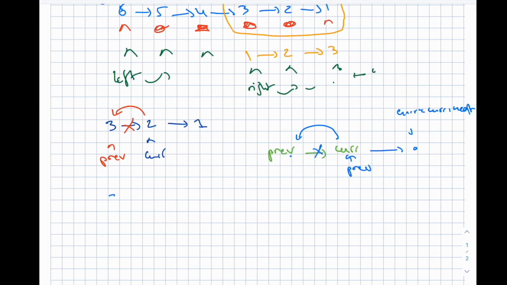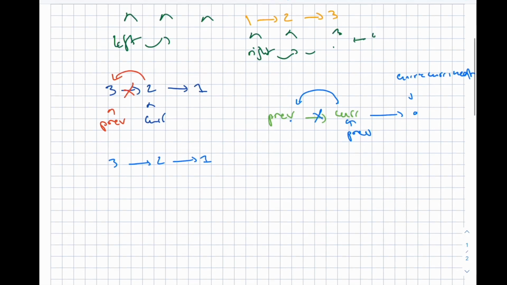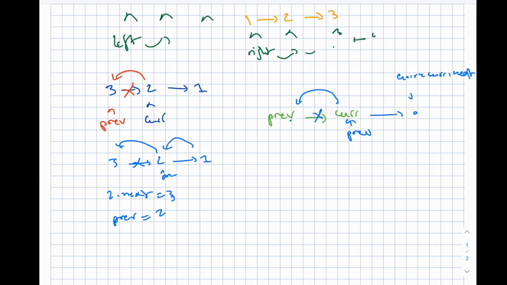So if we have, let's say, 3, 2, 1, what we'll do is we'll make 2.next become 3, right? That's what we are doing here, making the current.next become prev. And then making prev become 2, right, for the next iteration here. Okay, and then making current, which was 2 before, become 1. Now once we do that, we do the same operation again, and now the 1.next becomes 2. And so at the end of this iteration, we'll have 1 pointing to 2 and then 2 pointing to 3.